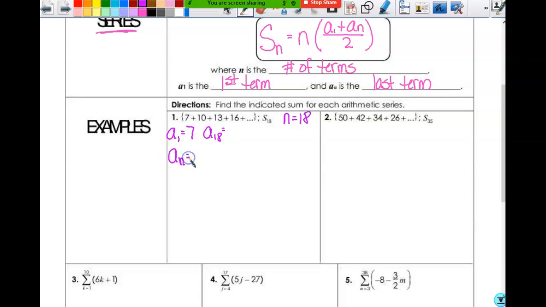The nth term, what's the difference here? Their common difference, 3. My common difference times n minus 1 plus the first term. That's what we did day before yesterday. So I'm going to use that to find the 18th term. Be 3 times... And that will give me 58.